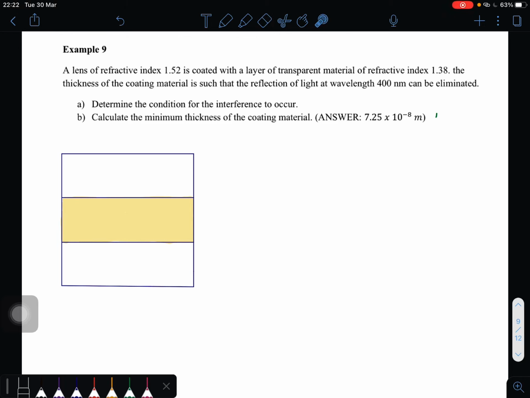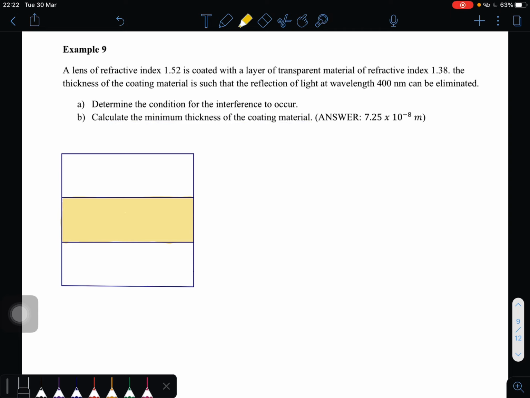Okay, now let's look at example 9. A lens of refractive index 1.52 is coated with a layer of transparent material of refractive index 1.38. The thickness of the coating material is such that the reflection of light at wavelength 400 nanometer can be eliminated. First, determine the condition for the interference to occur. Second, calculate the minimum thickness of the coating material.